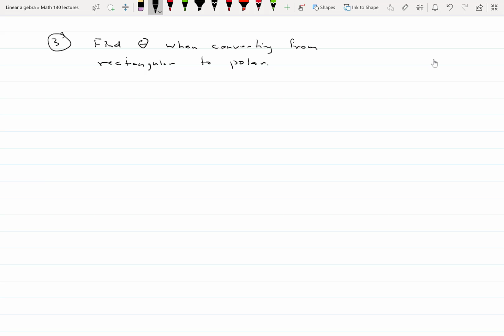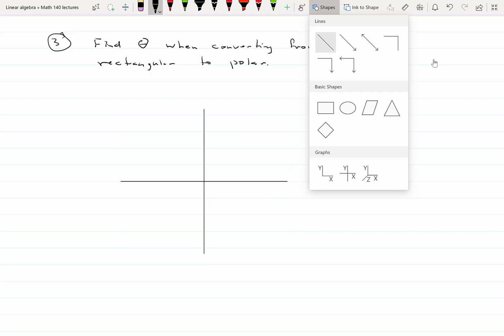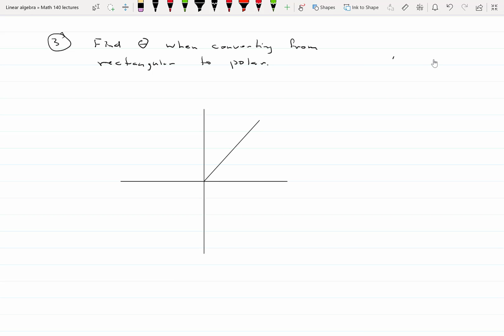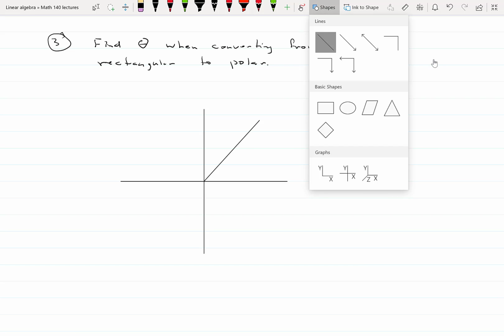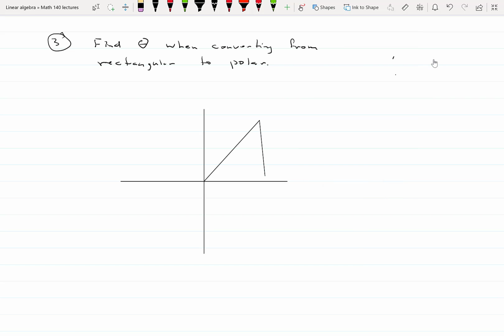Anyways, let's find equations that convert from rectangular to polar. So here's our xy plane. Here's our point. See if I can draw this better this time. We'll see. I'm trying to draw our point here. Oops, I want a straight line. This one turned out a little better. Okay, so here's x and y. Here's r, and here's theta.